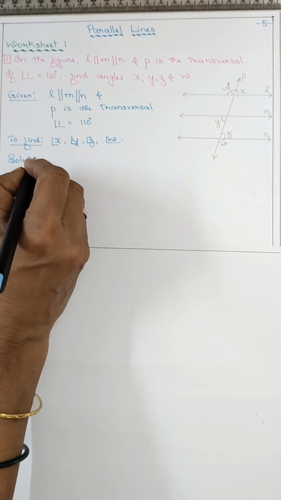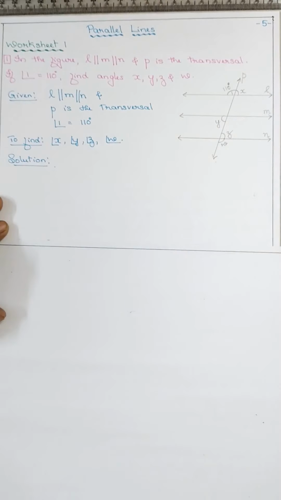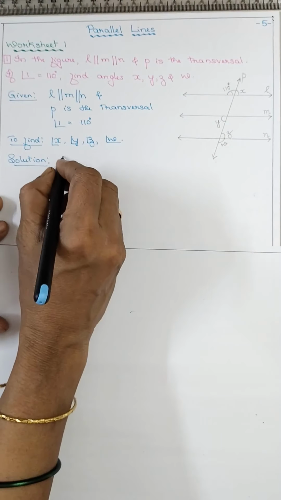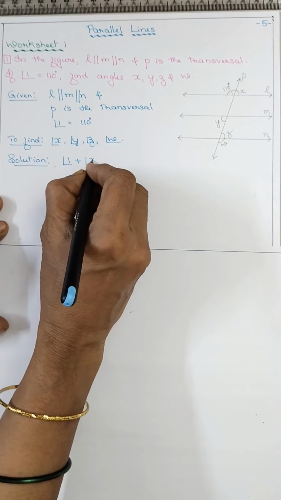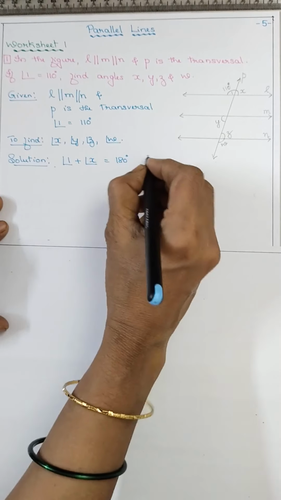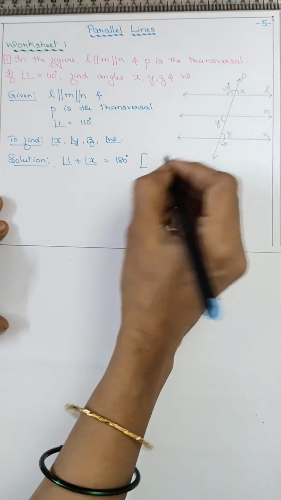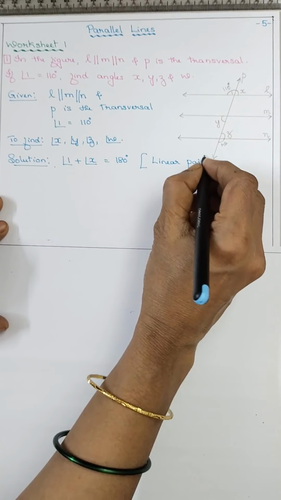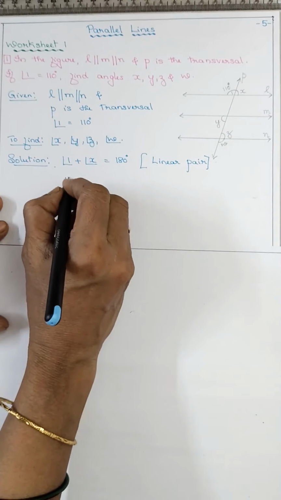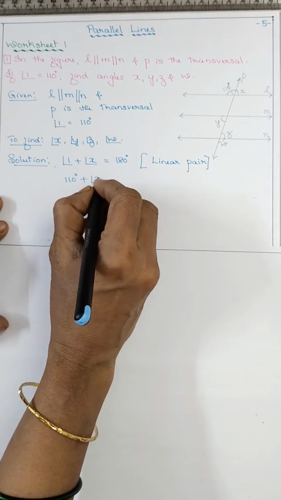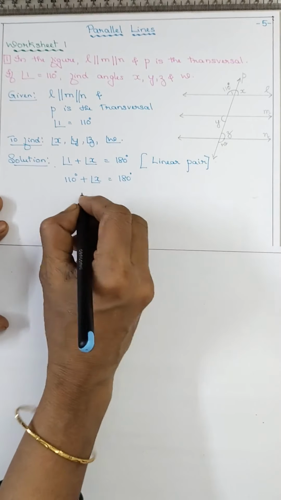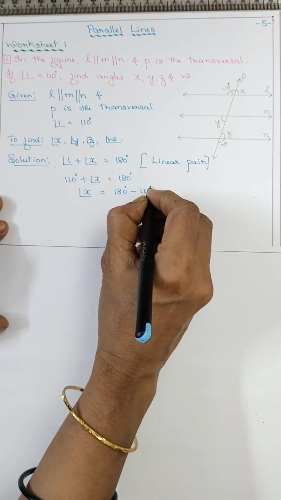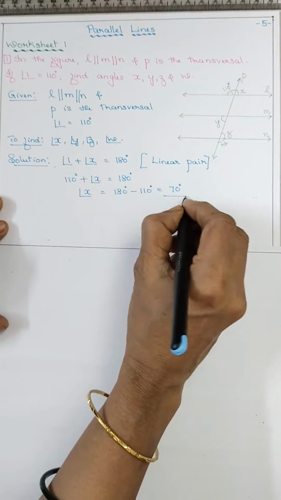Now you are confident, I feel, isn't it? You know all the angles. So angle 1 plus angle X is equal to 180 degree. Why? They form a linear pair. You know angle 1 is given 110. So angle X is equal to 180 minus 110, that is 70 degree.